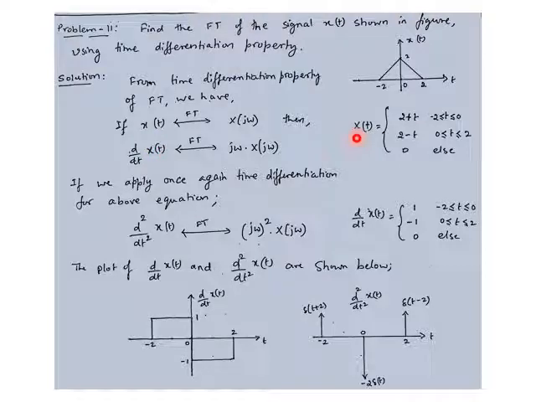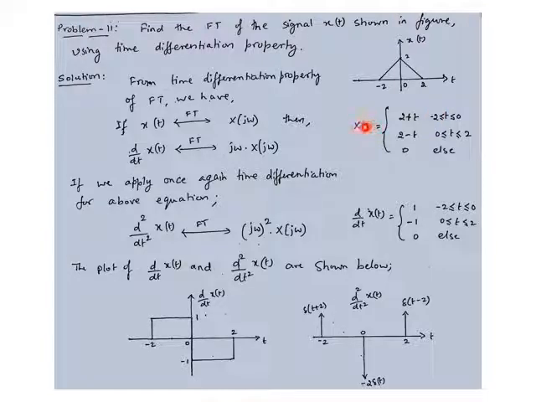First, we have to write x of t in terms of an equation, so we take the given x of t diagram and write it as an equation. x of t is equal to 2 plus t for the time interval minus 2 to 0, and x of t is equal to 2 minus t for the time interval 0 to 2, else it is 0. So this is x of t in terms of an expression.